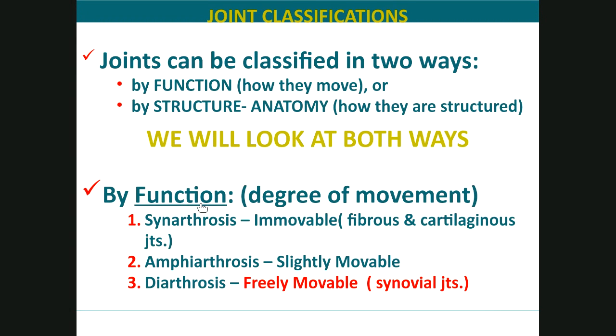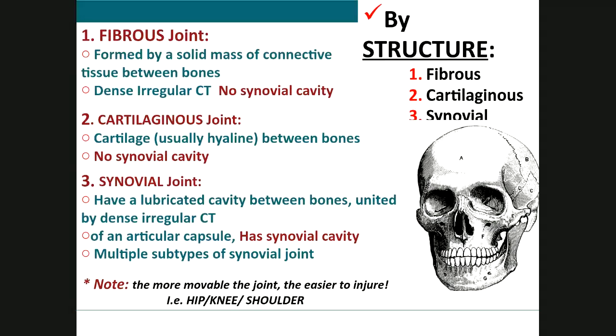First, let's look at function, the degree of movement. The term synarthrosis means an immovable joint. We see this in fibrous and cartilaginous joints. Amphiarthrosis, actually it can be more cartilaginous, is a slightly movable joint. Diarthrosis is freely movable joints, such as in the synovial joints. So let's look at the structural classification.